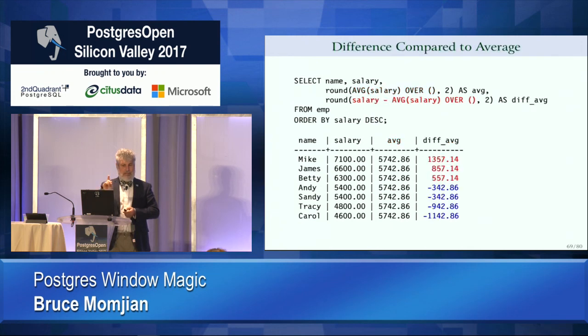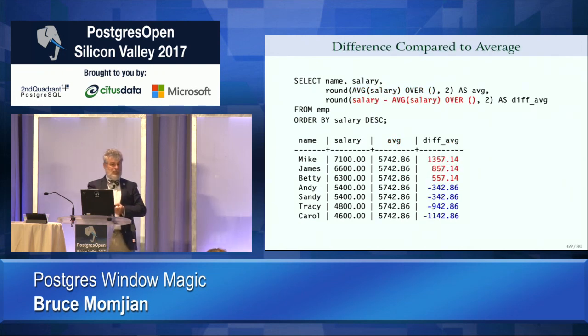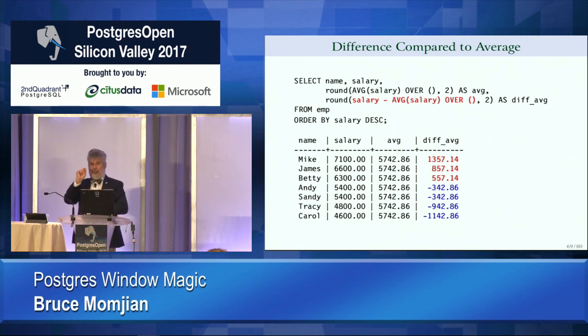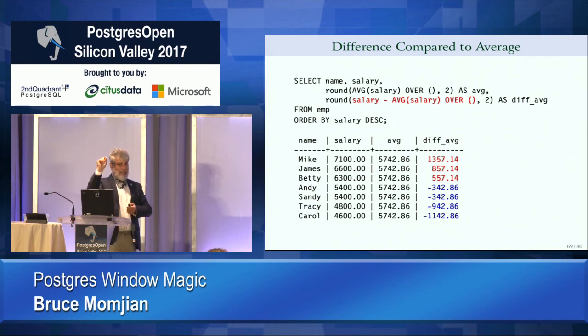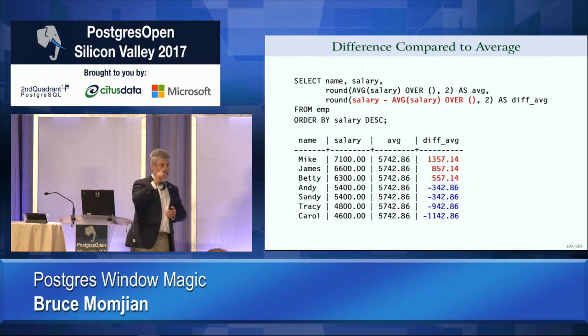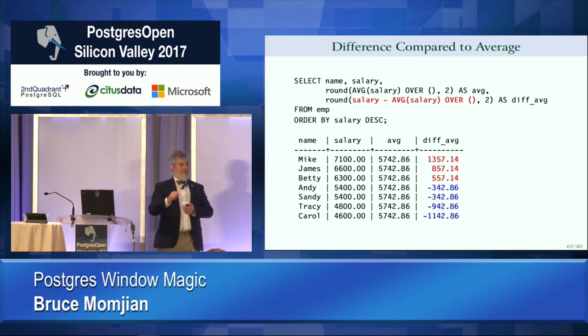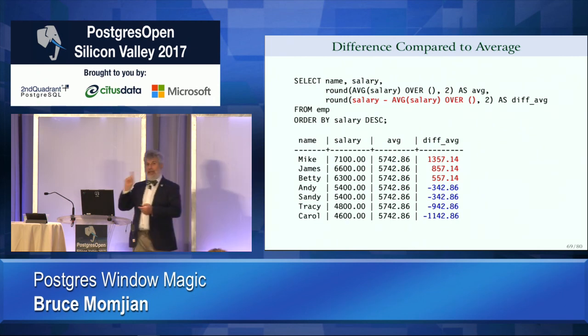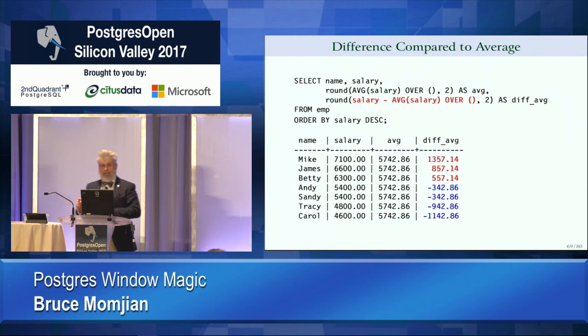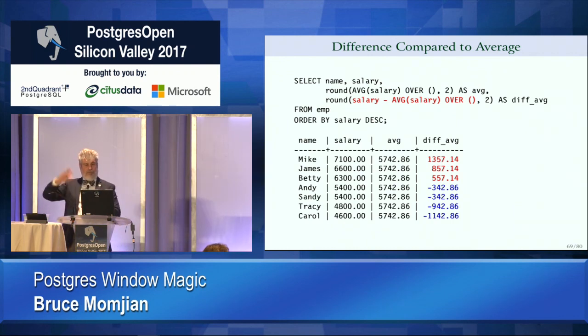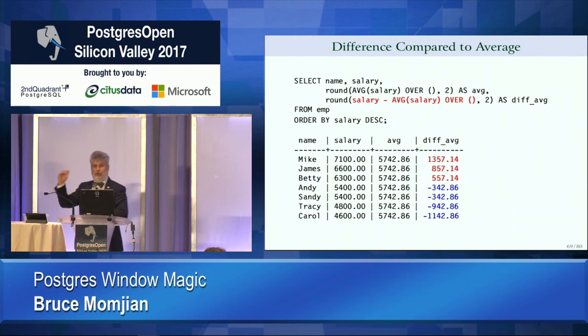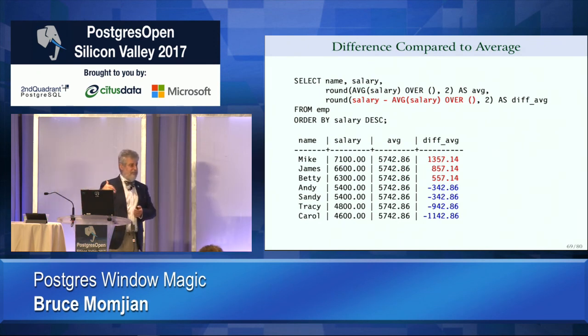And I can do something like this. I can say, for each employee, show me their salary, show me the average of the entire company, and then give me the difference between that person's salary and the average salary for the company. You can see how this is starting to get actual meaning to it. And I've colored it, so I've made all the red people over average and all the blue people under average. Okay?